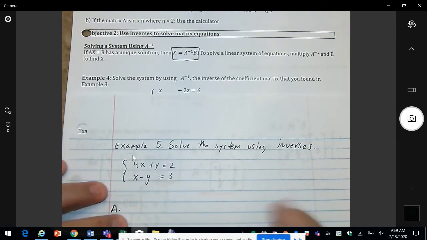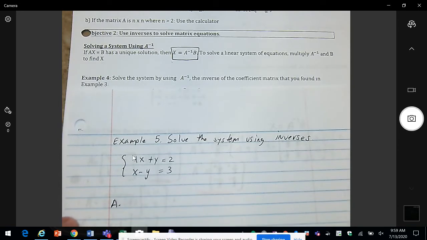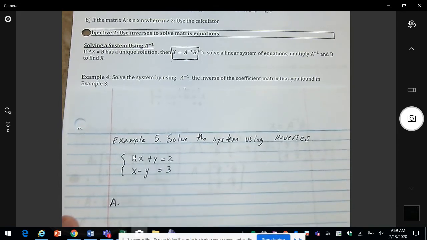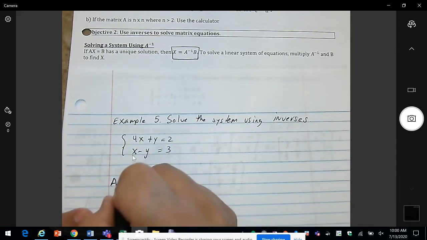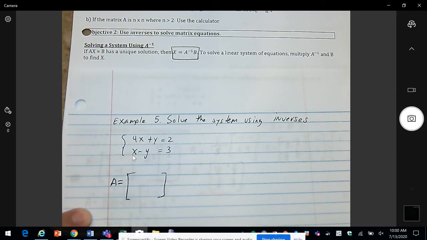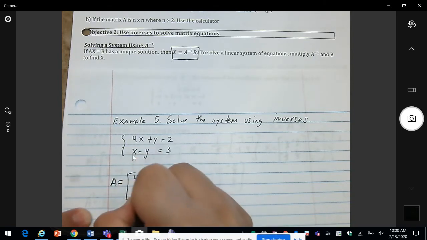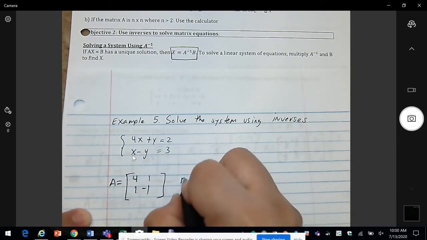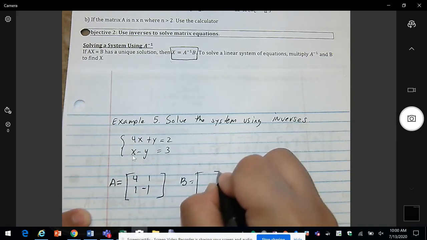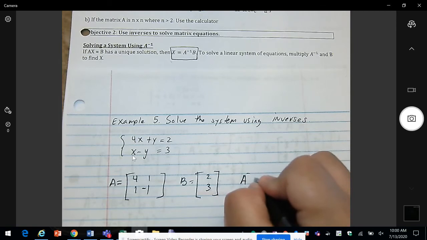To solve a system, we need X is equal to A inverse times B. So the first thing you want to do is, from your system, create a matrix A that consists of coefficients. So we have 4, 1, 1, -1. You need a matrix B, which is the constants, 2 and 3. And then we're going to need A inverse.